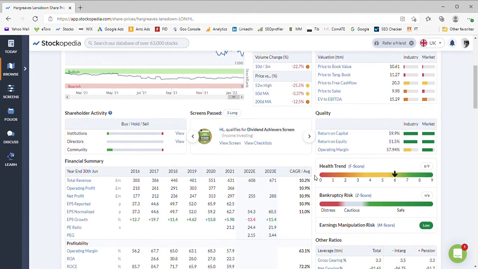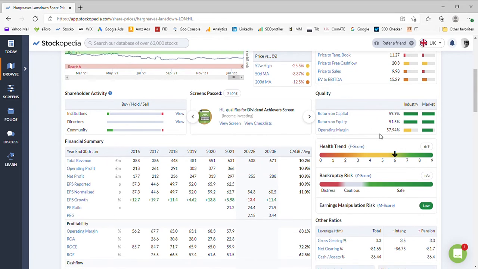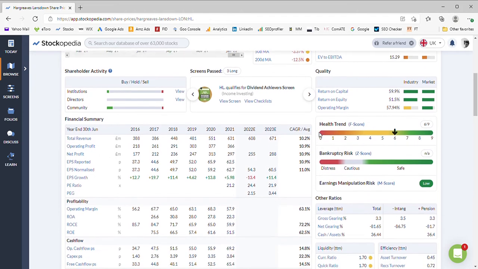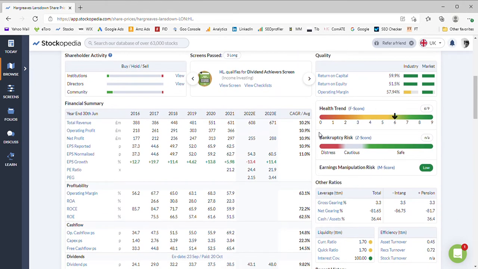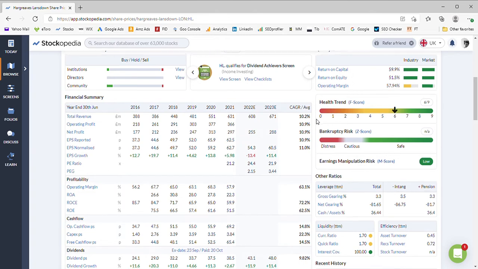It is turning cash. With returns on capital and equity at nearly 60 and 50% and an operating margin of 58%, very, very good indeed. It is a cash generative business, which we will see when we look at the financial summary. Health trend 6, so not too bad, not overly impressive. To be fair, there have been some higher scores on previous reviews we've done this morning.